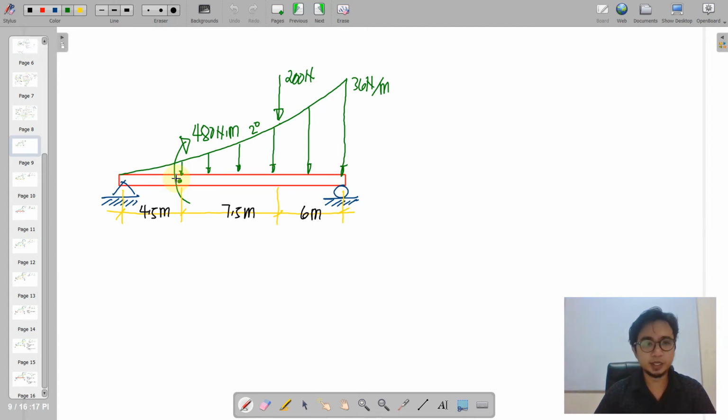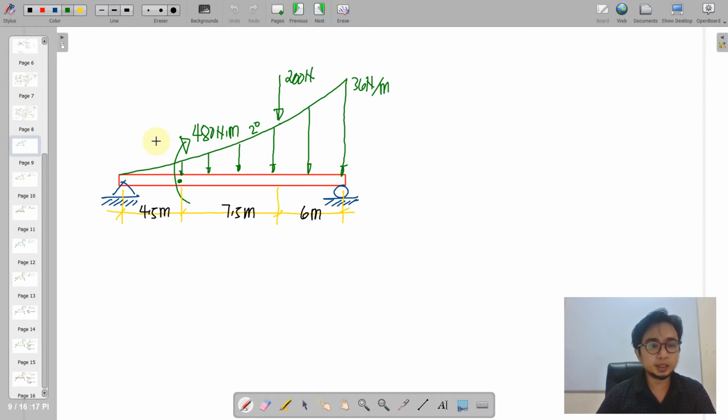Okay, so let us try this problem. We have here a simply supported beam having this loading. We have a couple here, a pointed load here, and then a varying load, which is a second degree one.